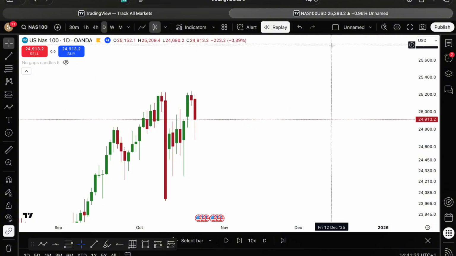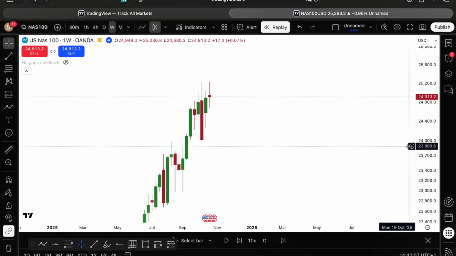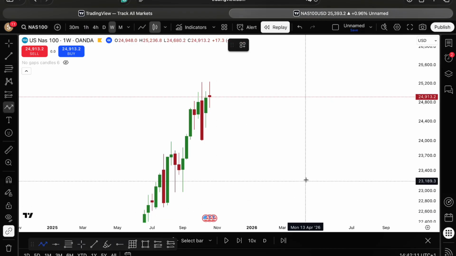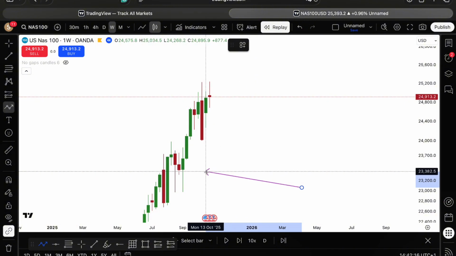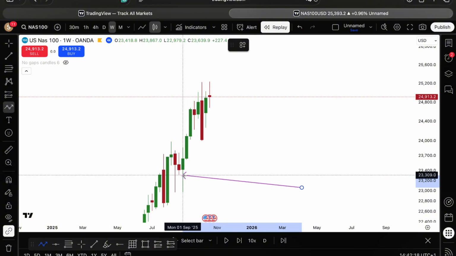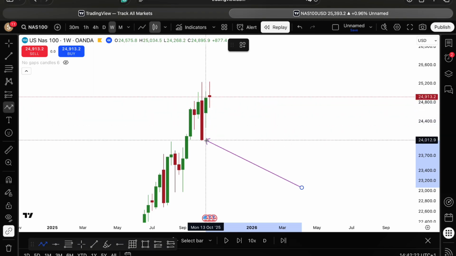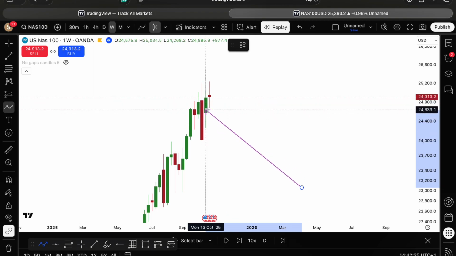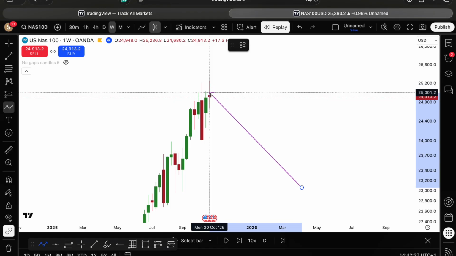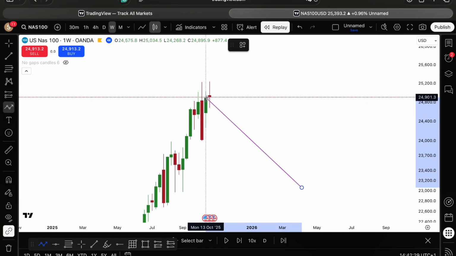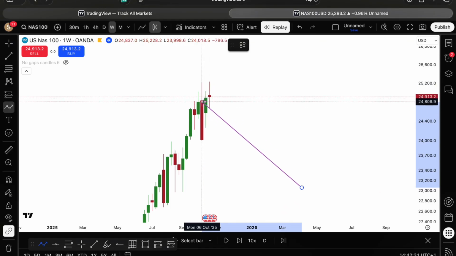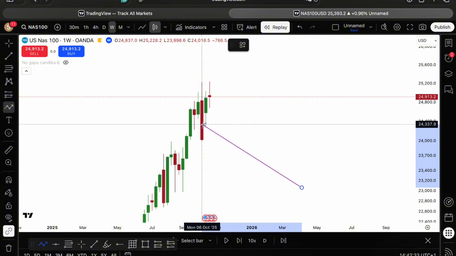After we identify our setup on the daily, we then go to the weekly time frame. On the weekly time frame, we want to identify our support or resistance that could be of influence to our trade. So if we look, you can see price is still bullish. It had a push to the upside followed by a retracement, and it's now looking to continue the momentum back to the upside.